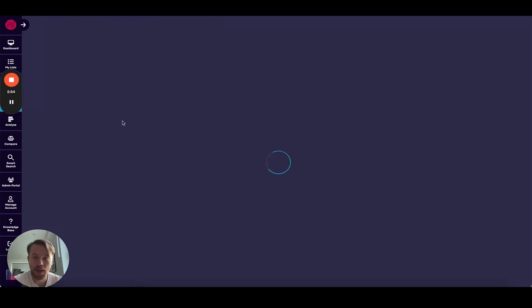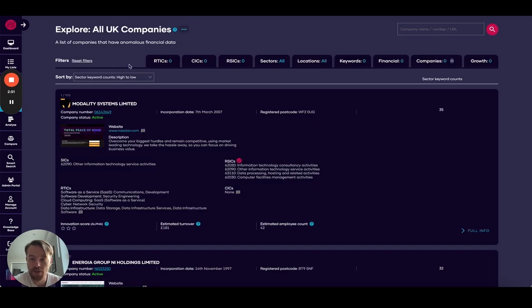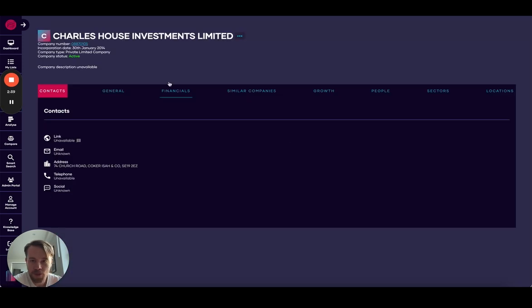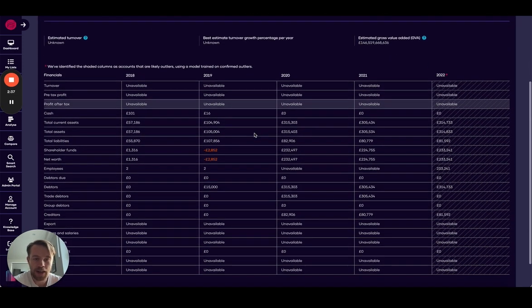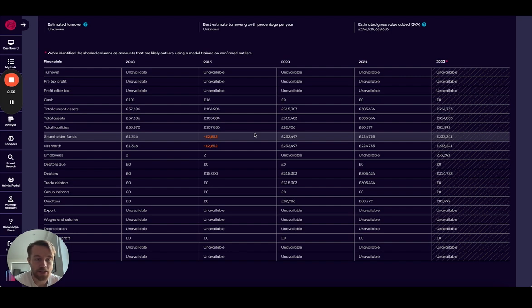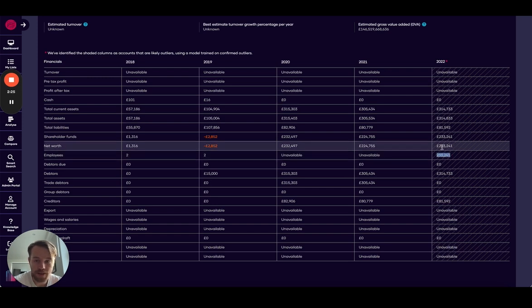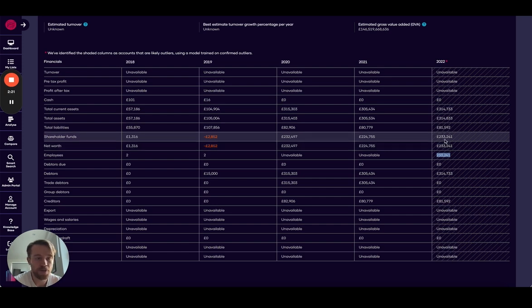And from here, we can go even deeper. We can look at the specific anomalies. If I click view list, and I think the most interesting way of showing this to you is by sorting by employees high to low. So if we have a look at Charles House Investments Limited, coming back to what I said earlier about anomalies and their impact on our estimates, this is a really good example. You can see that in 2022, they reported 233,000 employees. Coincidentally, it's the same number that they report for their net worth, their shareholder funds.